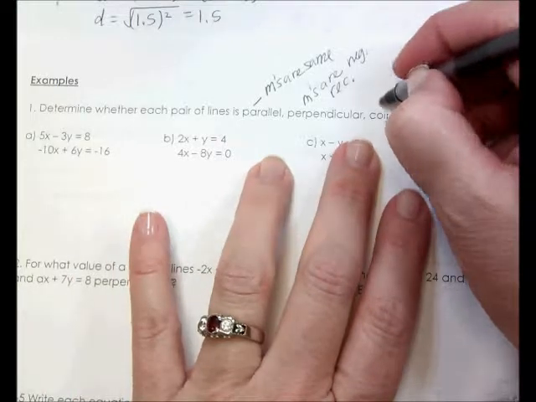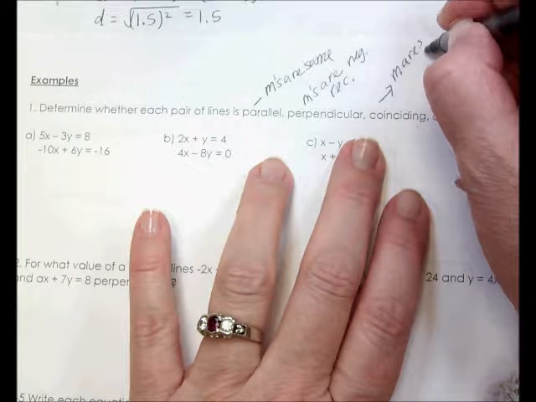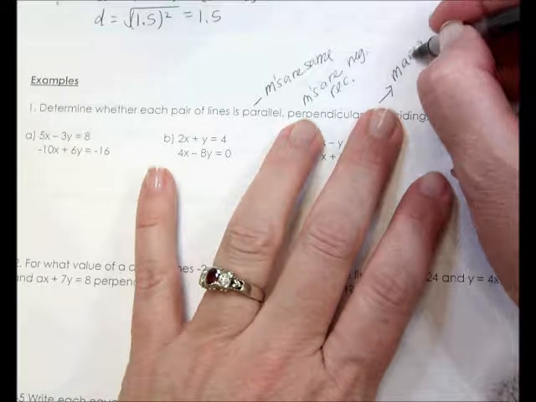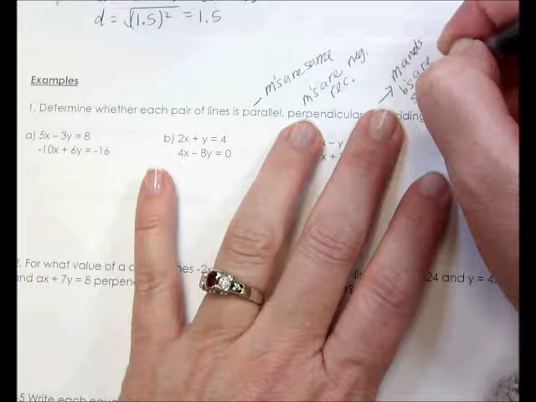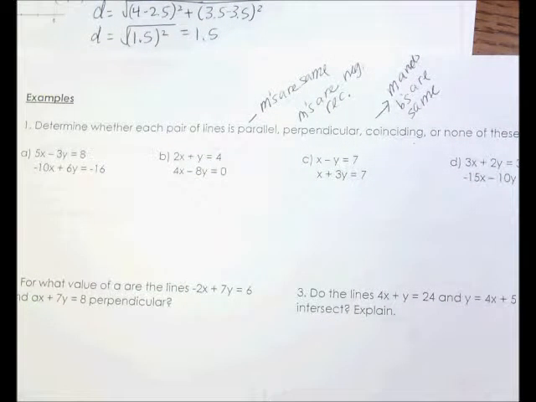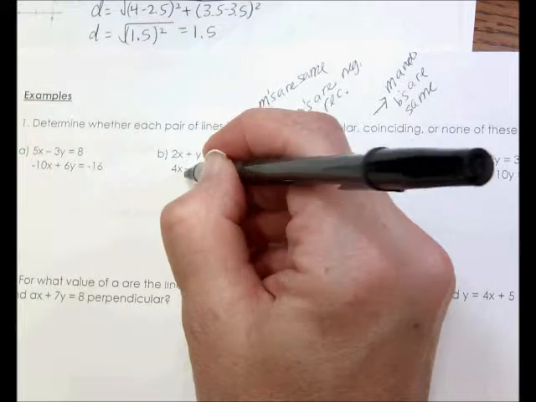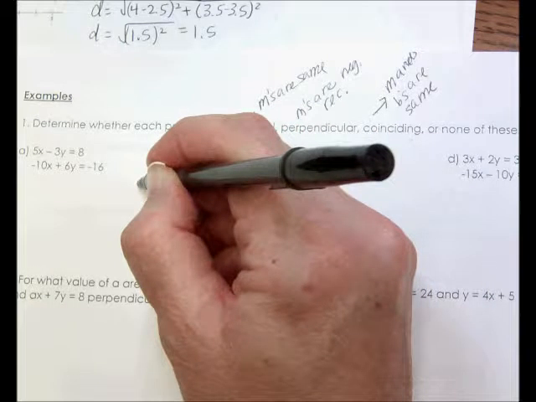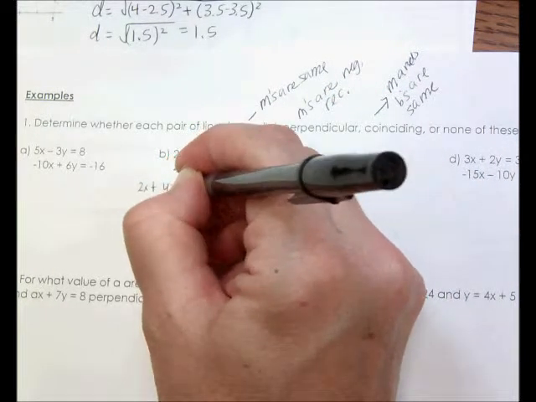Okay? And then if they're coinciding, the m's are the same, and we'll just put M and these are the same. And then none of the above, they are just equations of a line, and they will eventually intersect. If they're not parallel, they will eventually intersect somewhere. So my first step always is to put my equation into the slope-intercept form.